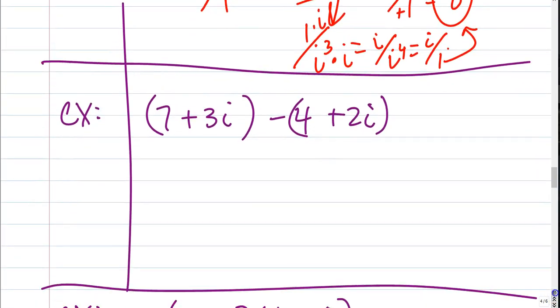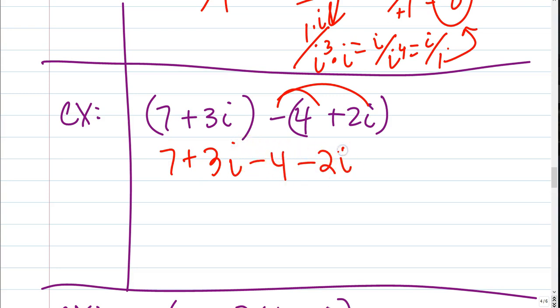Now on to some of the easy stuff. We can add and subtract. We'll treat this just like a variable. So we can distribute the negative. 7 plus 3i minus 4 minus 2i. What do we combine? The 7 and the 4 make 3. 3i minus 2i is just i.